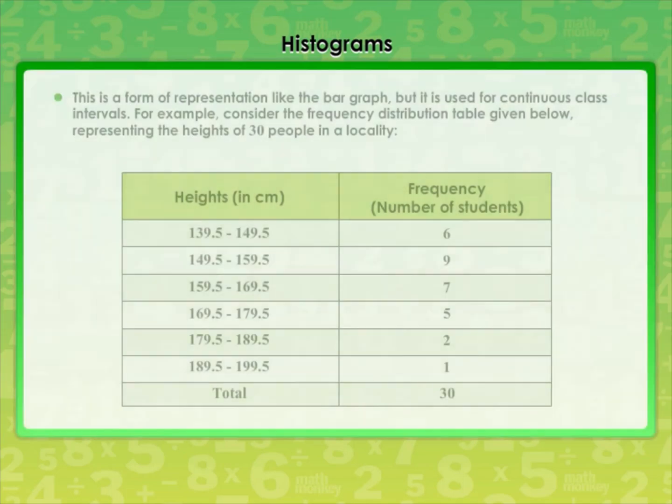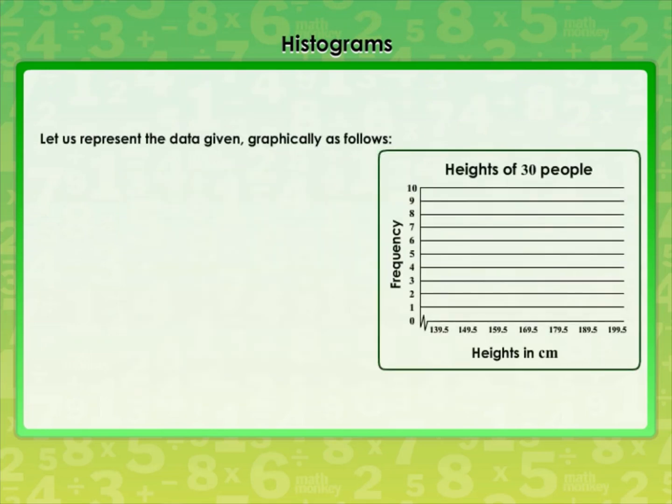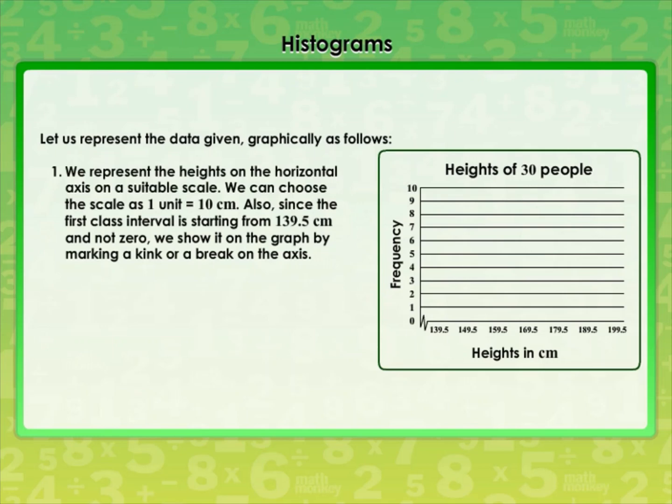Histograms. This is a form of representation like the bar graph, but it's used for continuous class intervals. For example, consider the frequency distribution table given below, representing the heights of 30 people in a locality. Let us represent the data given graphically, as shown. We represent the heights on the horizontal axis on a suitable scale. We can choose the scale as 1 unit equal to 10 centimeters.